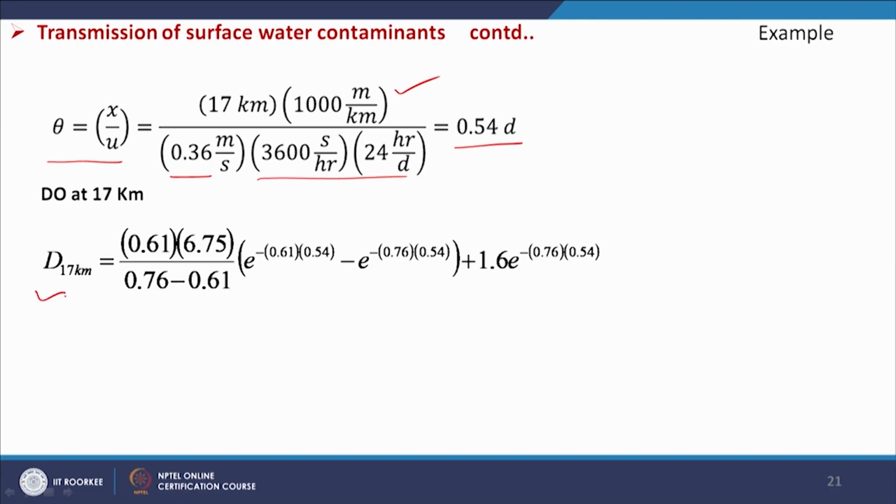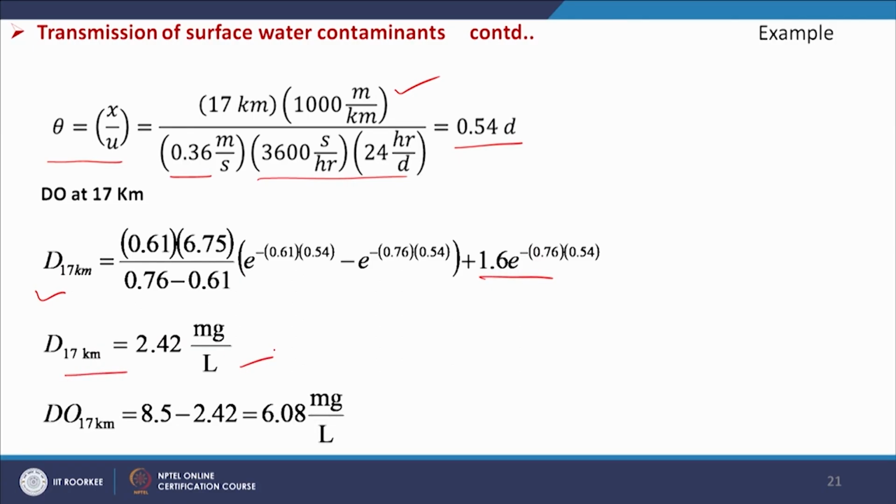And DO at 17 kilometer, what will it be? We put in the deficit expression at 17 kilometer, and we get a deficit of 2.42. Then we get the value of DO at 17 kilometer, that is dissolved oxygen equal to saturated DO minus deficit. So, 8.5 minus 2.42 is equal to 6.08 mg per liter. Up to this in this class, thank you very much for your patience.